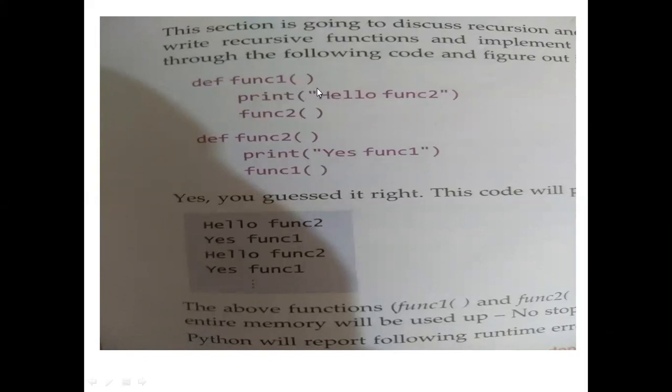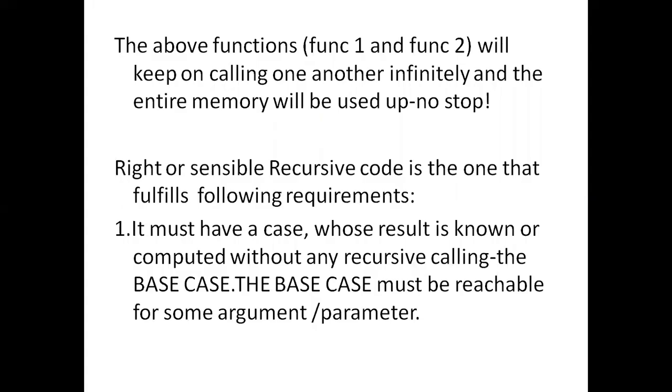The first line of function 1 will print hello function 2. Then again function 2 is called, so control comes to function 2 and first it will print hello function 1. So these two lines will print repeatedly for an indefinite time. Okay, so this is a disadvantage of recursive functions. To avoid this infinite loop, you have to give some base cases to the recursive function.